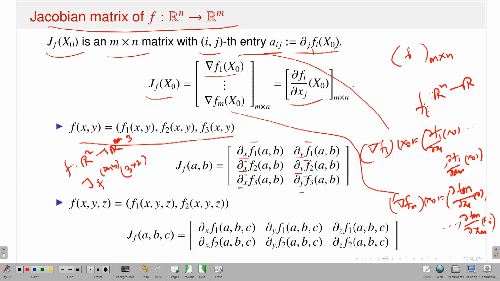For example, this function again is a map from where to where? It is a map from R3 to R2. So, what will be the order of the Jacobian matrix at the point (a, b, c)?